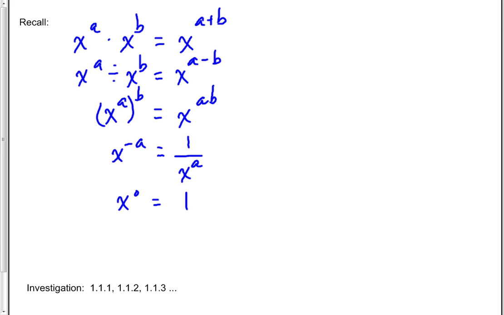Our rational exponents don't come into play for the graph today, so I'm going to ask you to do the investigation 1.1.1, 1.1.2, and 1.1.3, and I think you will have a grasp of these graphs better than if I just do it for you.